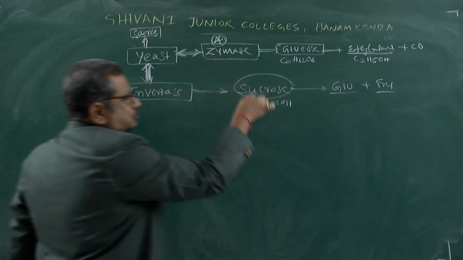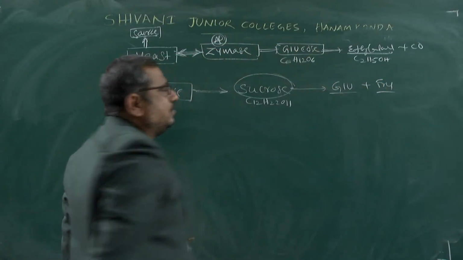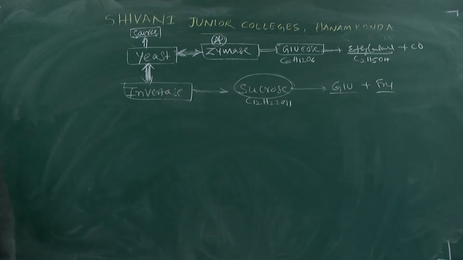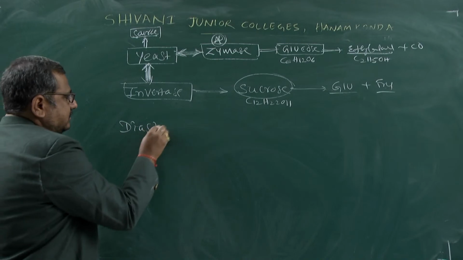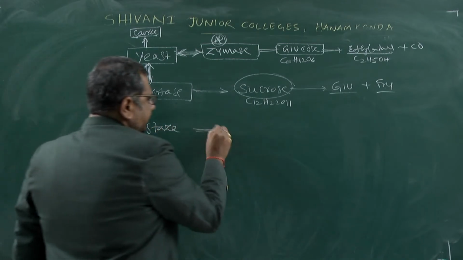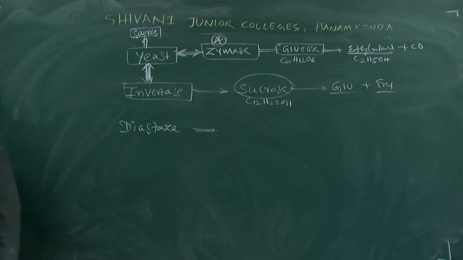Invertase converts sucrose to glucose and fructose, and zymase converts glucose to ethyl alcohol and carbon dioxide. Another one is starch to maltose, that is malt, by the diastase enzyme. The source of diastase is malt. In that, maltose is converted to glucose.